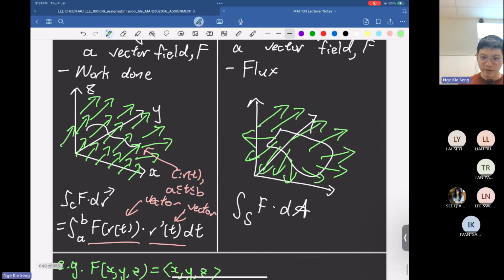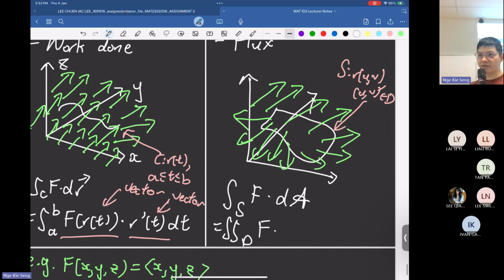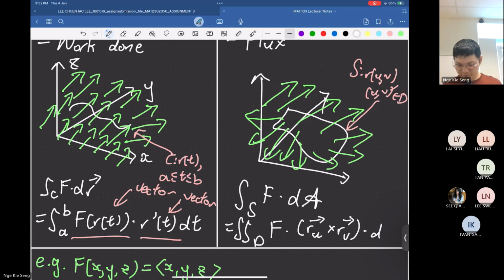Okay. So how do we compute this? Similarly, we make it flat, so we reparameterize it, so that we can use our double integral. Okay, so we make it into a double integral of F. You should imagine here we also have a vector, so we need to dot with another vector again. So what's the vector we dot with? It's just r_u cross r_v. And then dA.